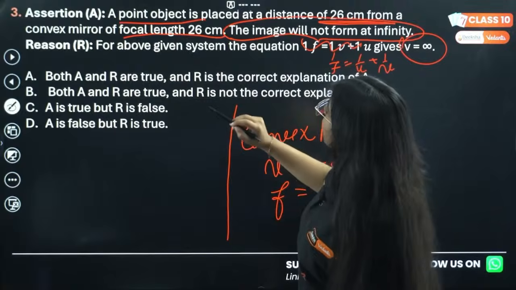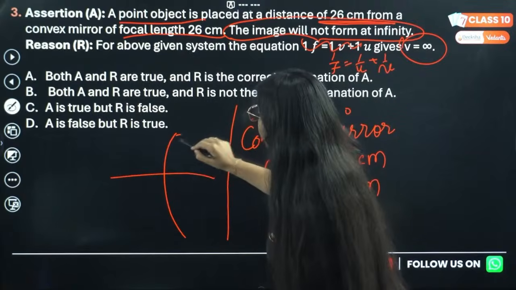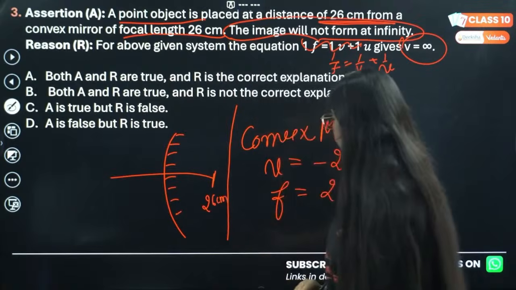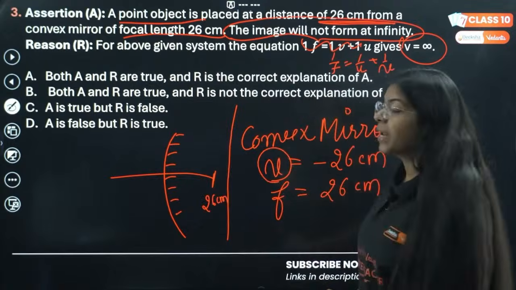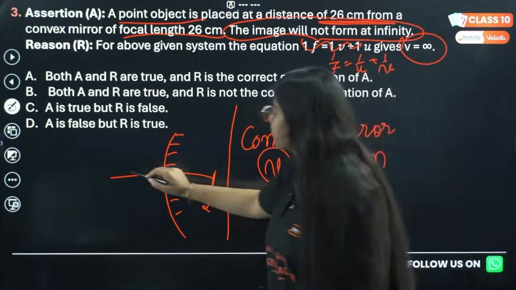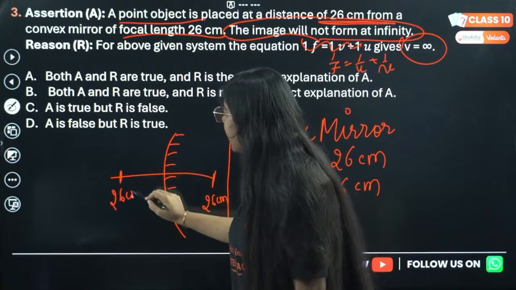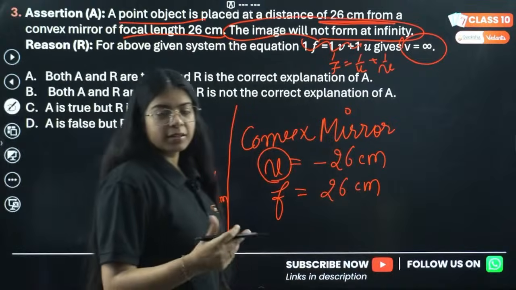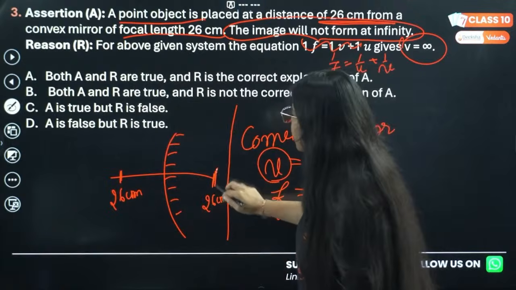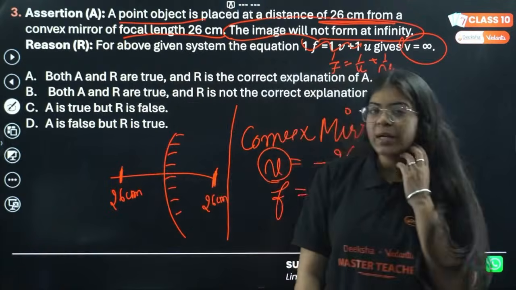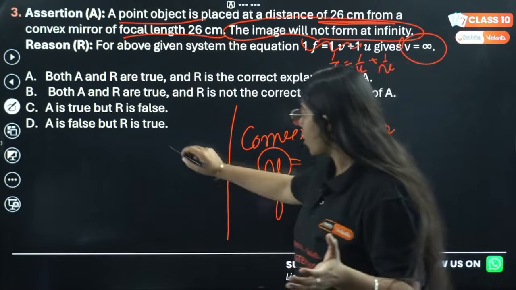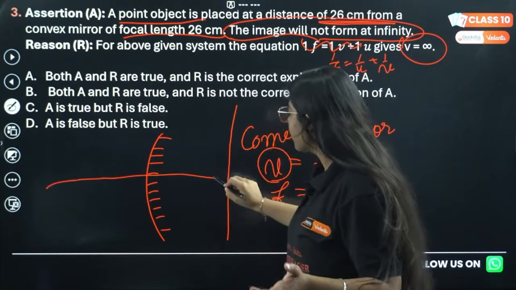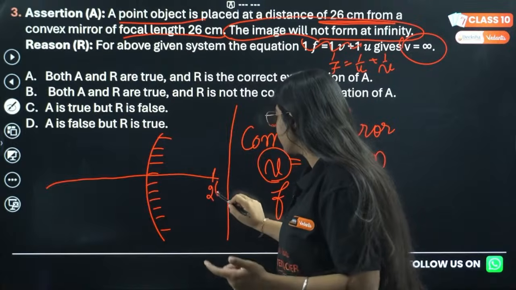The given is a convex mirror. This is my convex mirror, okay, and the focal length is 26 centimeter. Now if my object is also placed here at 26 centimeter, it's kind of a focus, because here it's also 26 centimeter, here it's also 26 centimeter. So let's draw our convex mirror first. Let's see what it says. This is my convex mirror and my focal length is behind the mirror, correct?